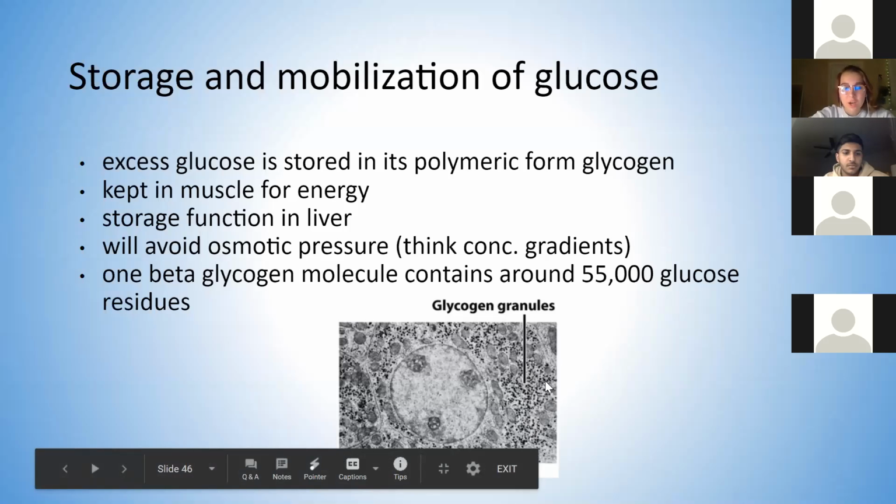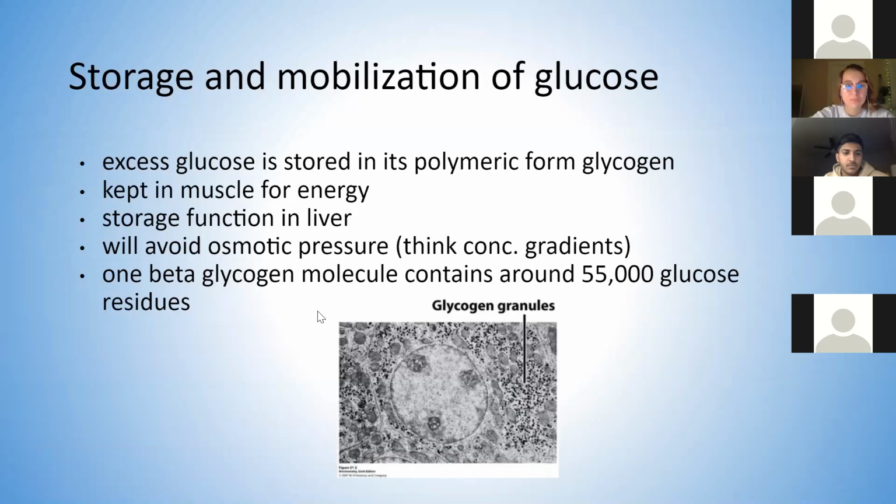So that's essentially what we learned in terms of the importance of glycogen being used to store glucose in our cells. In the picture here, you can see those tiny little black dots. Those are little glycogen granules, specifically beta glycogen granules. And like I said before, one glycogen molecule contains an insane amount of glucose residues. The internet will tell you about 20,000 to 60,000 glucose residues, but for this class, we learn about 55,000.